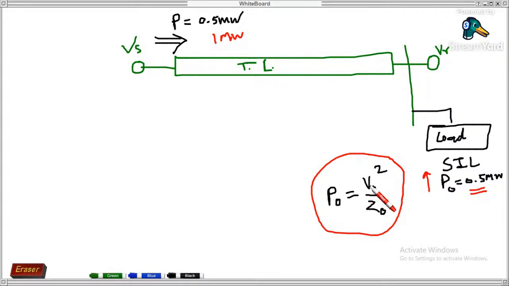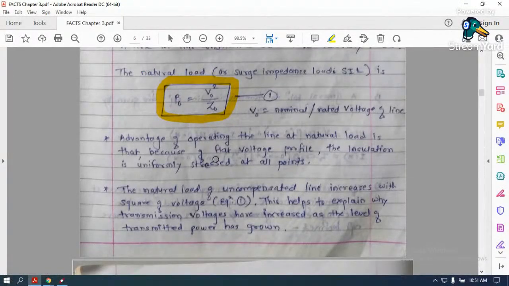If anyone asks in an interview, definitely say this. Why do we boost up the voltage? Not only to reduce the transmission line loss, but also to improve the SIL. To increase the SIL we boost up the voltage level. Okay. The natural load of an uncompensated line increases with the square of the voltage, from this equation number 1. This helps to explain why transmission voltages have increased as the level of transmitted power has grown.